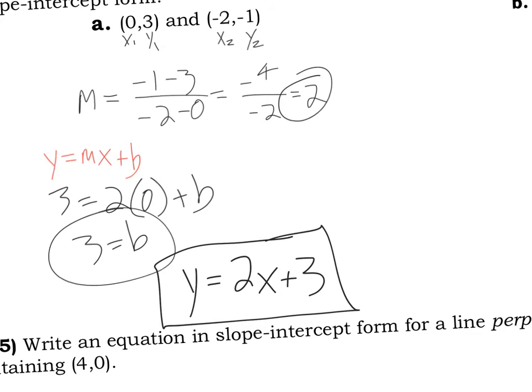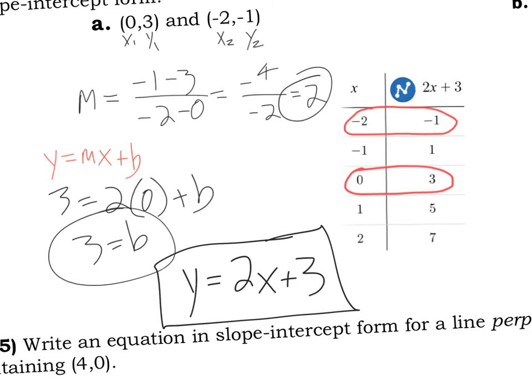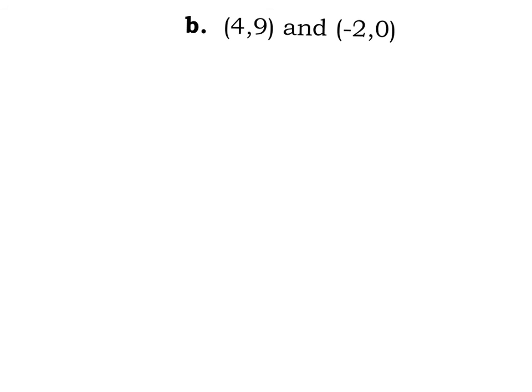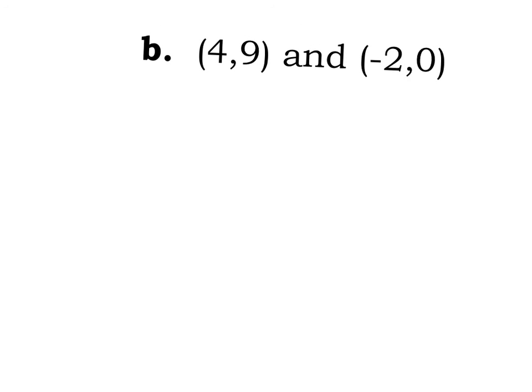So there we go. And again, if you want to check your answer, you just need to graph it. So if you do that, plug it in, look at the table, you're going to want to make sure both those points that were given to you are on that line. And so there they both are, negative 2, negative 1, and 0, 3. So I'm going to do another example here following the exact same process.